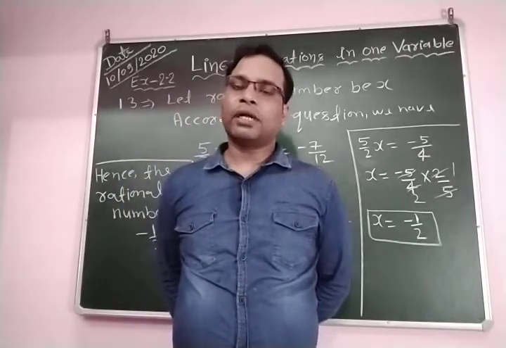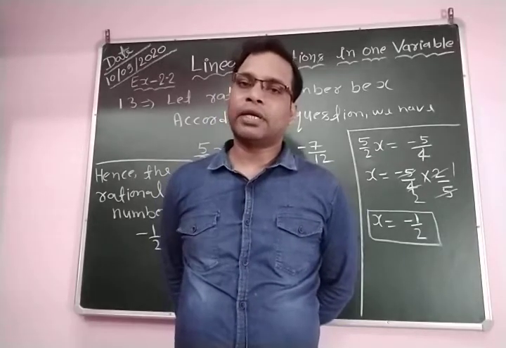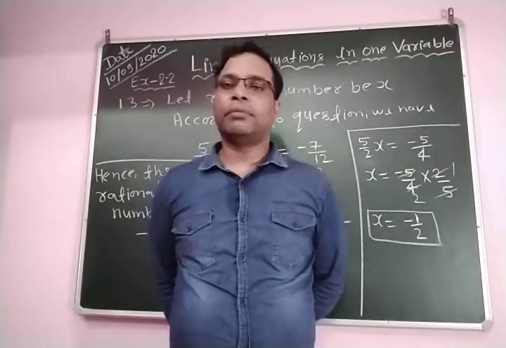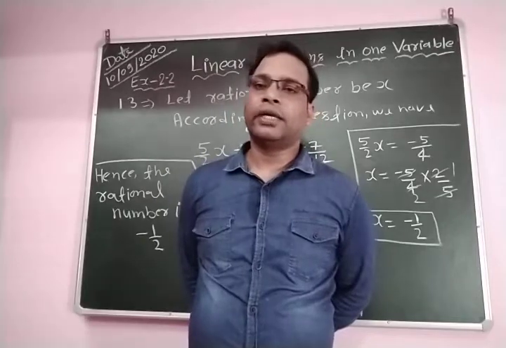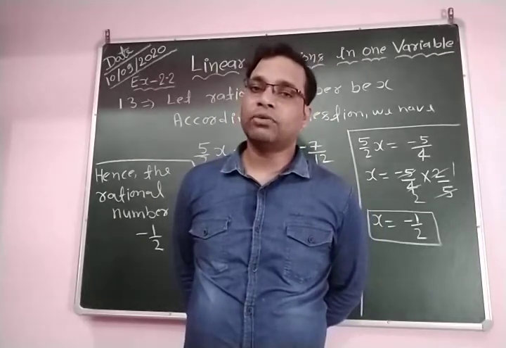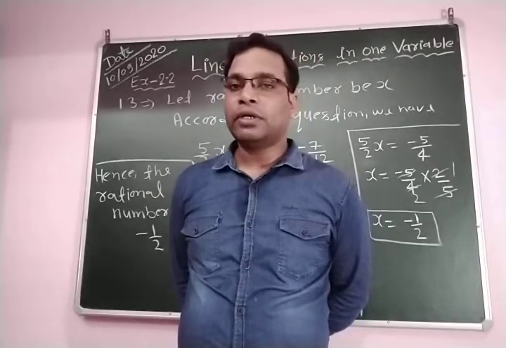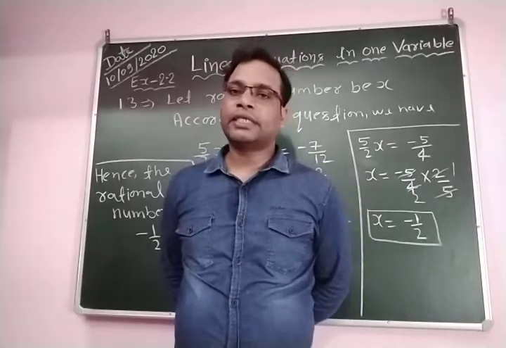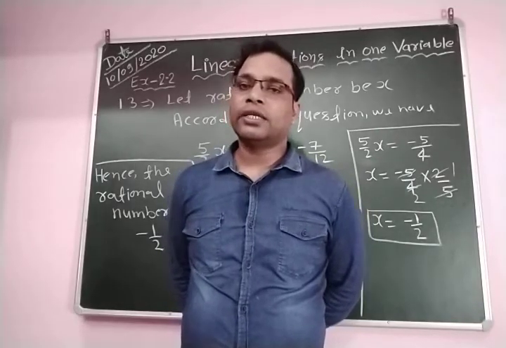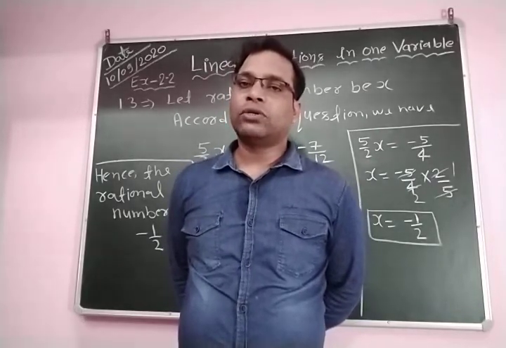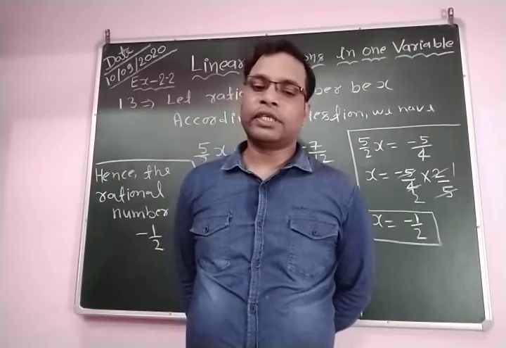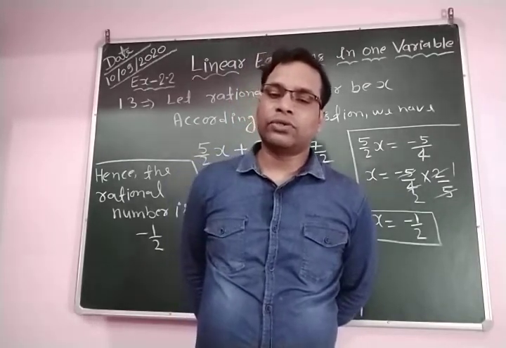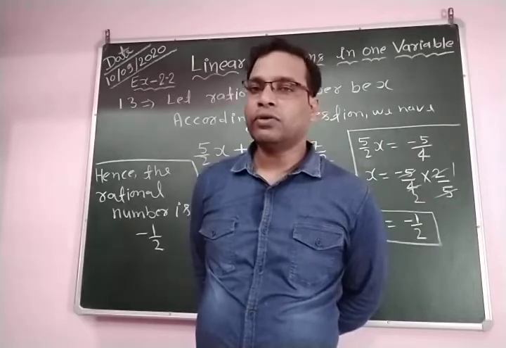So we need to find the number of notes of 100 rupees, the number of notes of 50 rupees and the number of notes of 10 rupees. The total amount with Lakshmi is given as 4 lakhs and the ratio of the notes is 2 ratio 3 ratio 5. This is also given. So let's see how to do this.